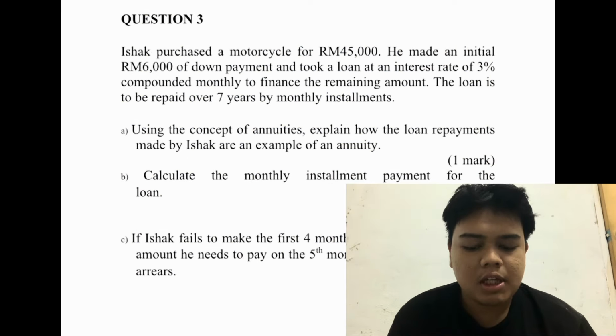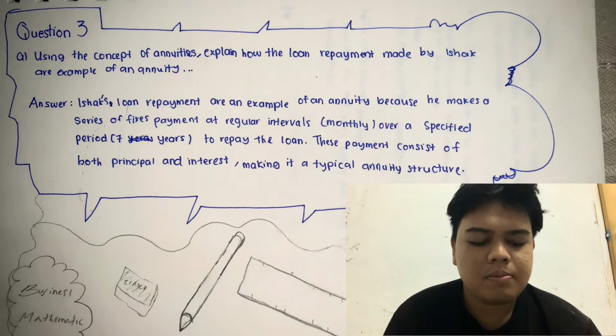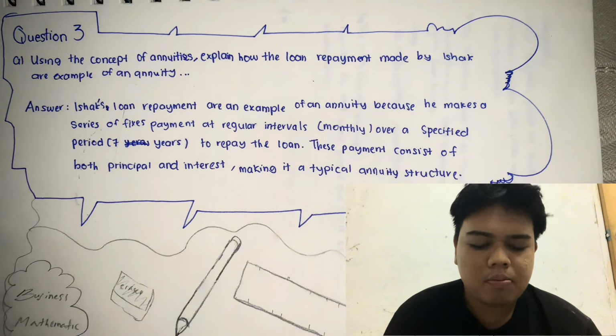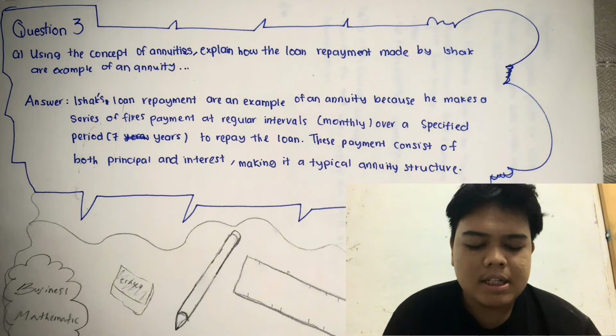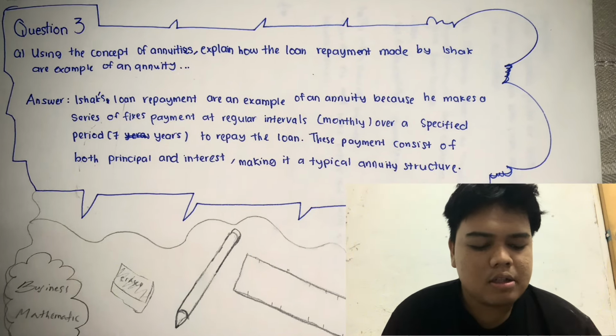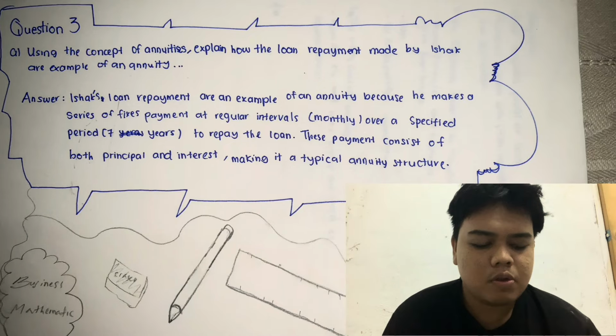Question 3a. The answer is his car loan repayment is an example of an annuity because he makes a series of fixed payments at regular intervals, which is monthly, over a specific period, 7 years, to repay the loan. This payment consists of both principal and interest, making it a typical annuity structure.